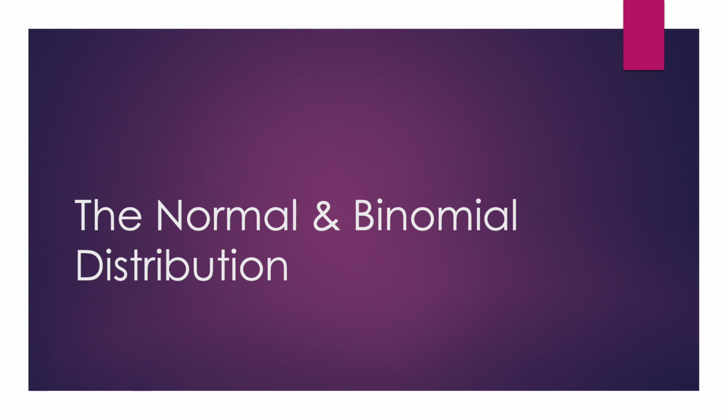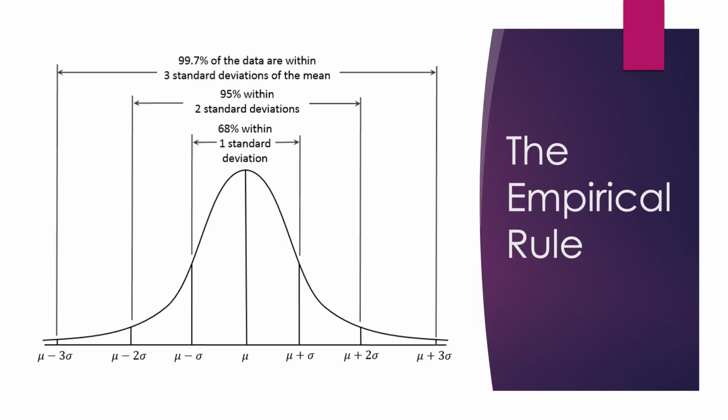In this video, we'll be going over the basics of the normal and binomial distribution. The basic empirical rule that applies to all normal distributions is that 68% of the data fall within one standard deviation of the mean, 95% fall within two standard deviations above or below the mean, and 99.7% of data fall within three standard deviations of the mean.